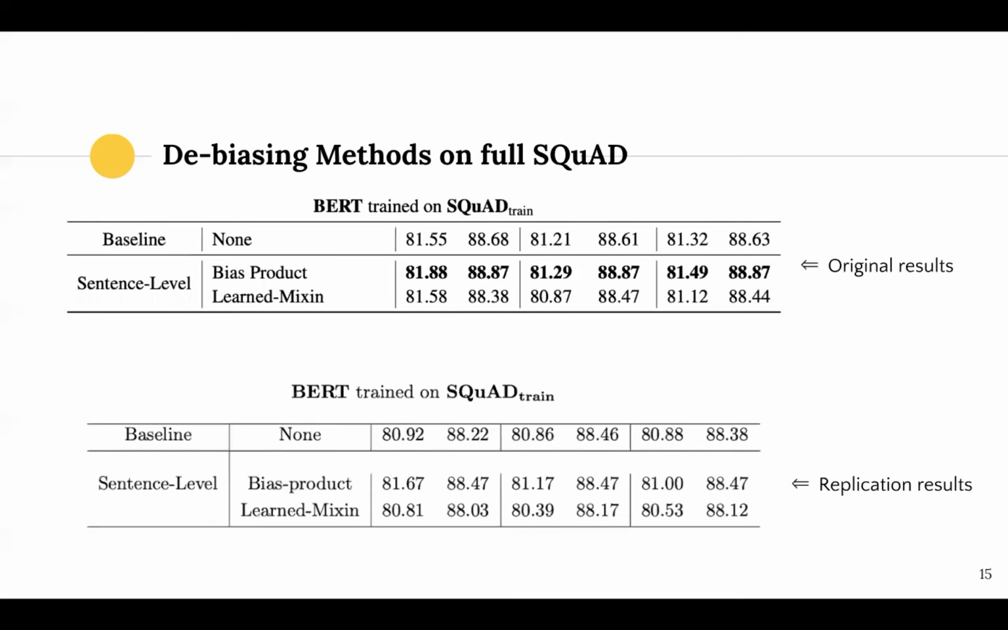Here are the results of training BERT with our debiasing methods on the full training set squad. Here answers are spread in all sentence positions. These results show that when the positional distribution doesn't change much, then our methods work well. As you may see from the tables, the exact match is around 80 for both baseline and sentence level tasks.